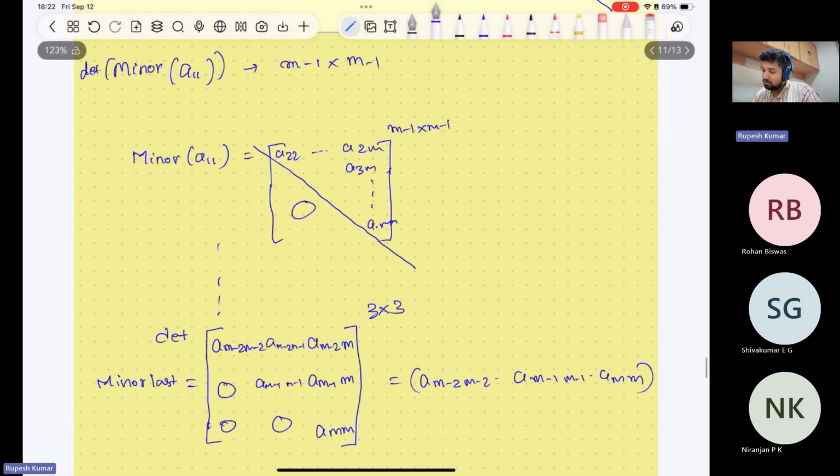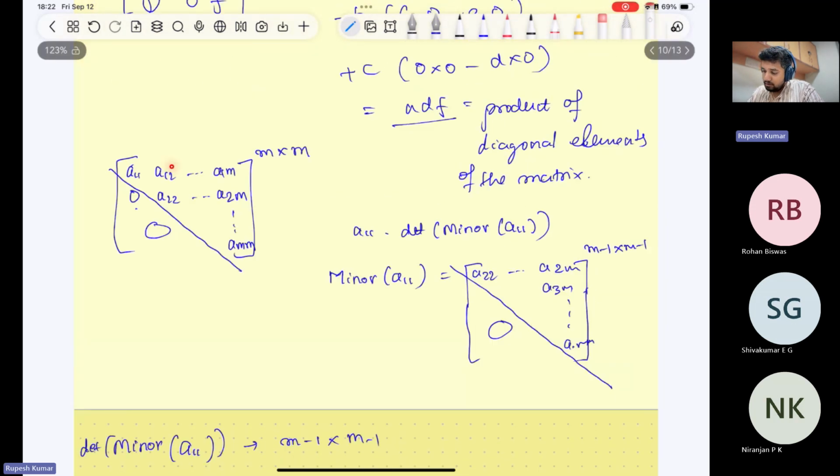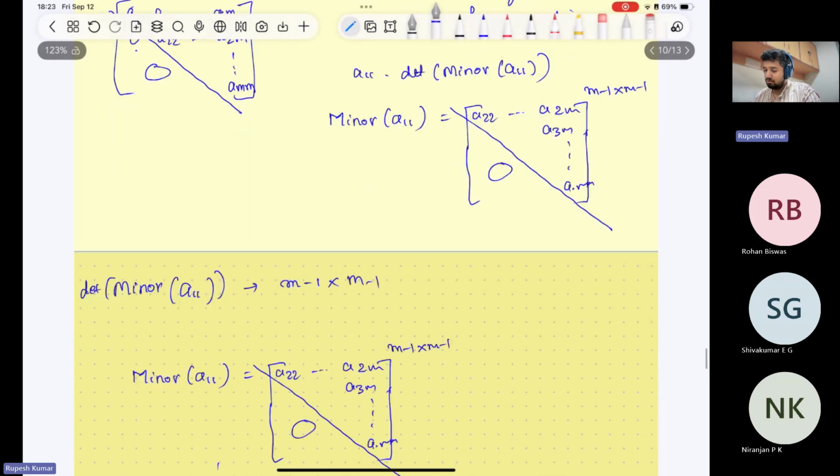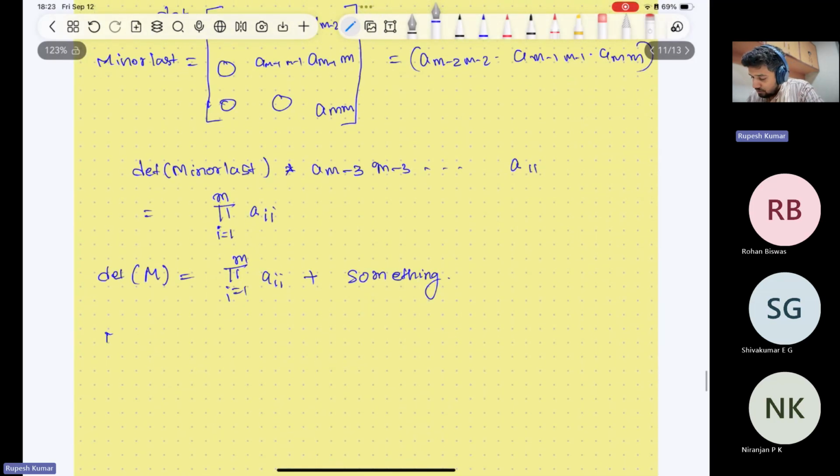Now, what is that something? Let's figure that out. That something is essentially the determinant of minor of this, determinant of minor of this, and so on up to this, right? So one thing to observe here is I'm just going to show this for A12, and then you can do the rest for that. So how does the minor of A12 look?